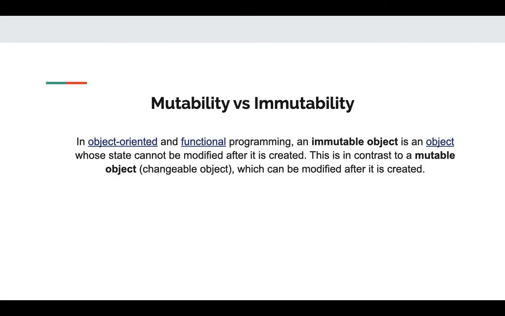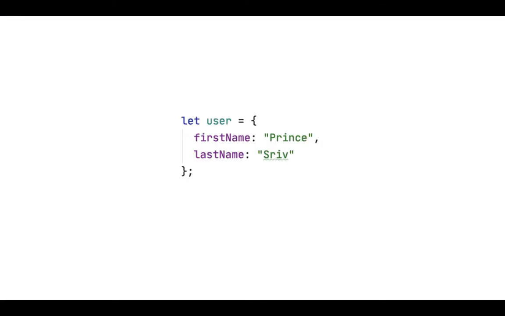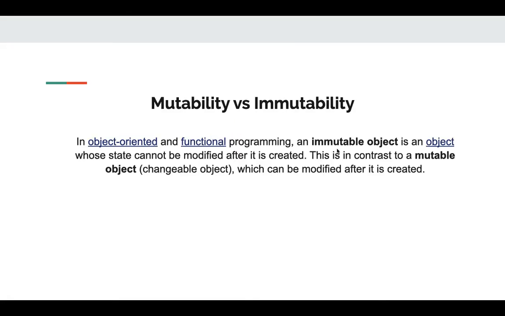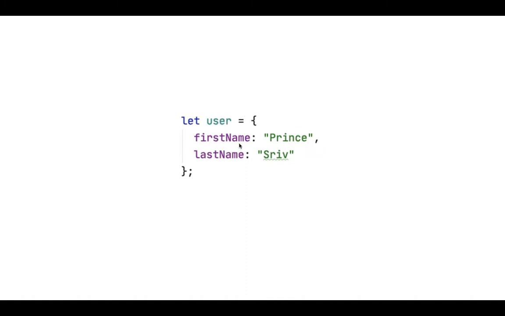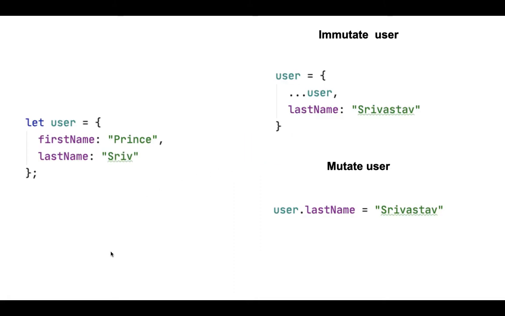Now, mutability versus immutability. In object oriented programming, an immutable object is an object whose state cannot be modified after it is created. That is, we cannot modify its value. In contrast, a mutable object is a changeable object. So suppose we have a user object and we have first name and last name as its variables. If we are going with the immutable object, then we cannot do something like user.firstName equal to something else. We cannot do it like that. So let's understand the difference between these two things.